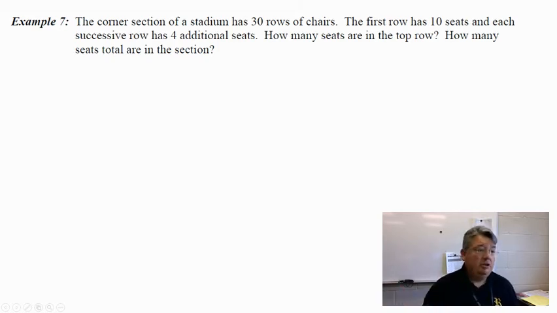I like story problems. The corner section of a stadium has 30 rows of chairs. The first row has 10 seats. Okay, so 10 seats. And then each successive row has 14 seats. So the next one has 14, then 18, and then all the way up to 30 rows, right?